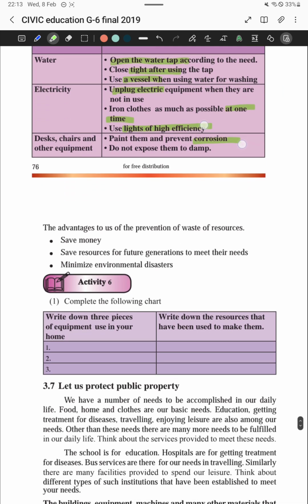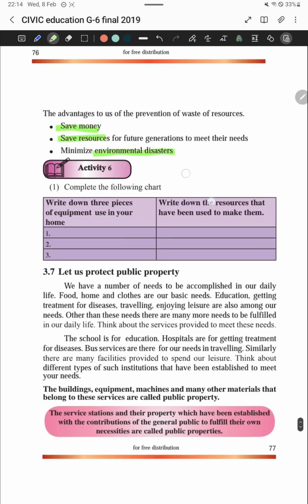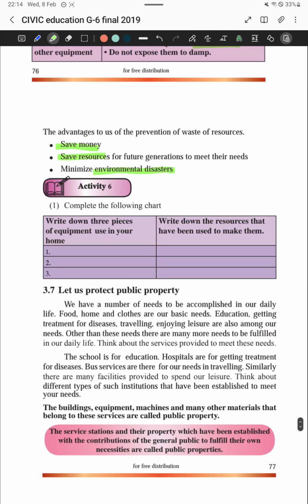So the advantages to us of the prevention of waste of resources: if you are not wasting the resources, you will save money, save resources, and there won't be big environmental disasters, right? Okay, so those are the things that you must be concerned about when you are using the resources economically, and also about these environmental resources, because we need to keep everything for the future generation, right? Use everything while remaining some part at least for the future generation. Then you will have a bright future, and also you will be a good citizen in the country, right?